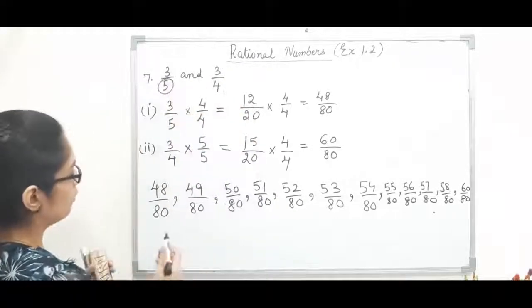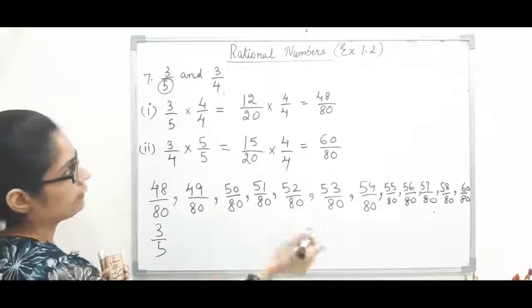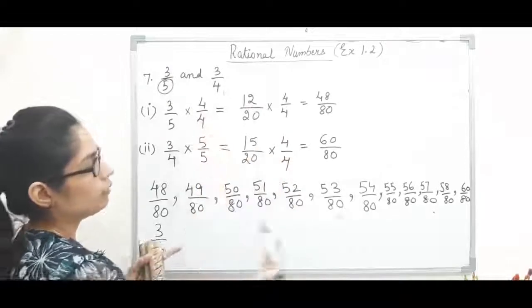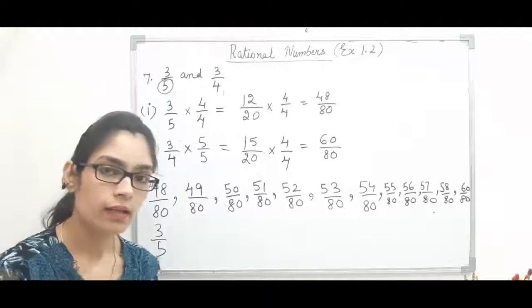So at the start you can write 3 by 5 and at the end you can write 3 by 4, and all the numbers you can write as they are.